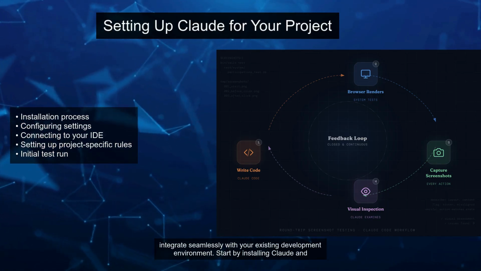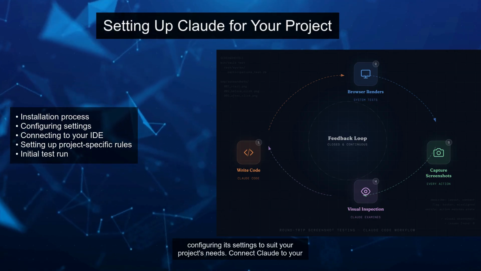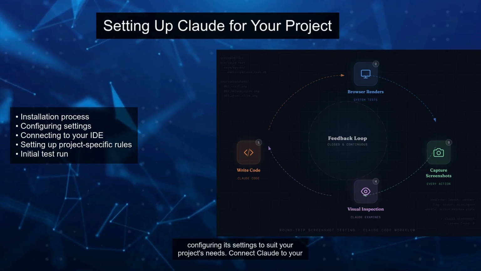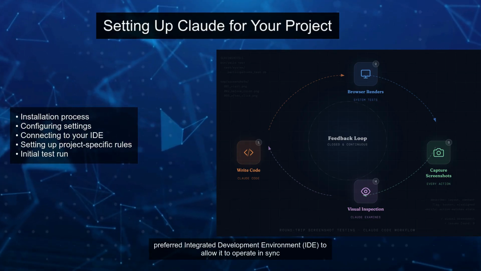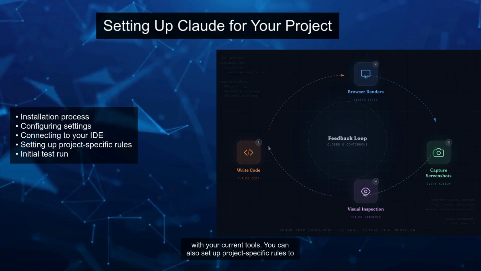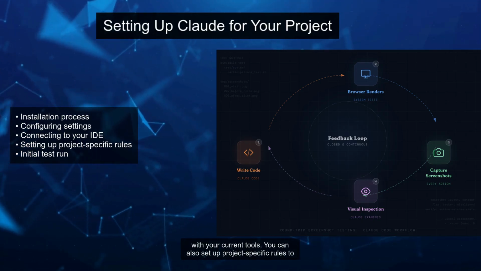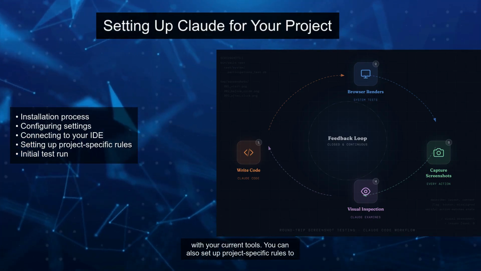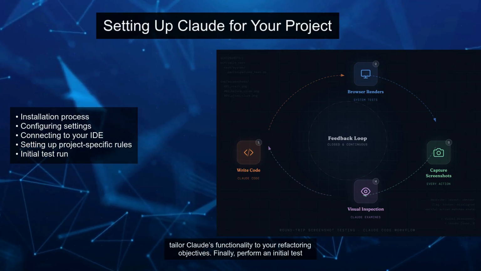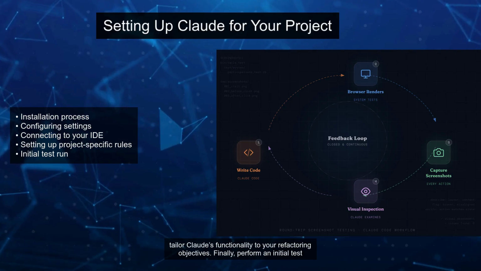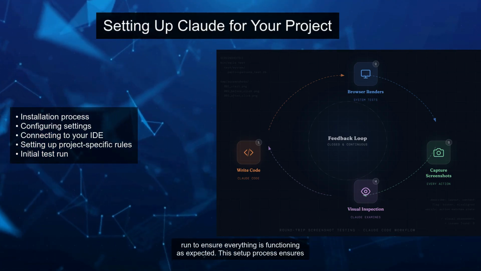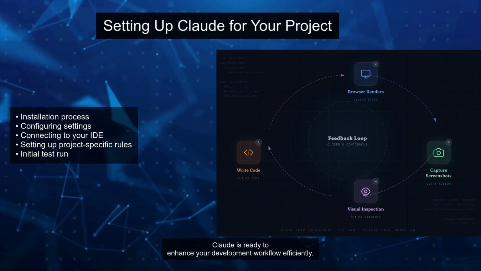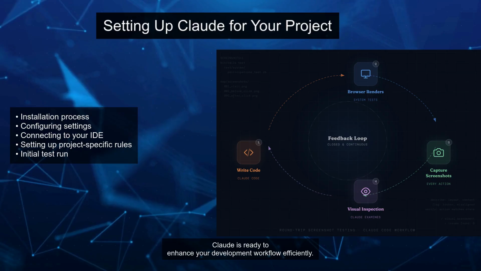Setting up Claude for your project is a straightforward process, designed to integrate seamlessly with your existing development environment. Start by installing Claude and configuring its settings to suit your project's needs. Connect Claude to your preferred integrated development environment, IDE, to allow it to operate in sync with your current tools. You can also set up project-specific rules to tailor Claude's functionality to your refactoring objectives. Finally, perform an initial test run to ensure everything is functioning as expected. This setup process ensures Claude is ready to enhance your development workflow efficiently.